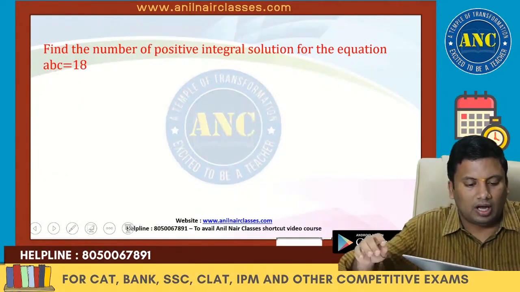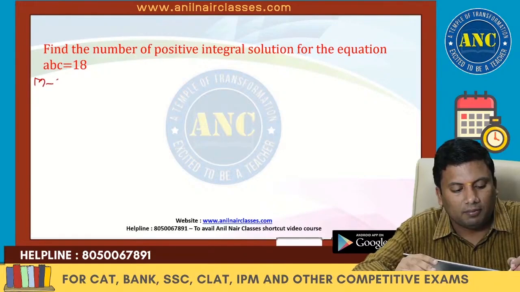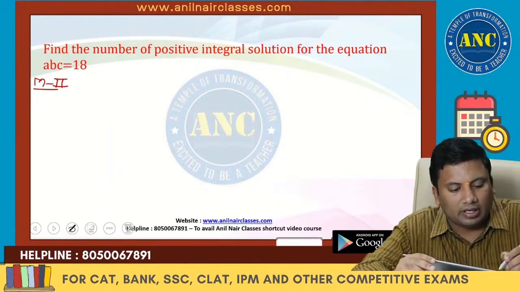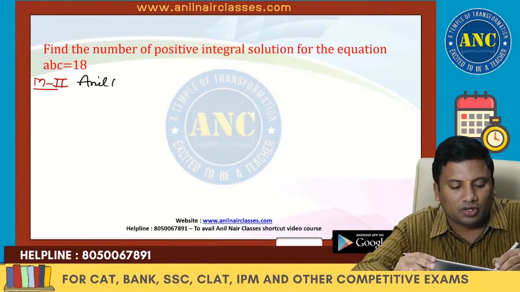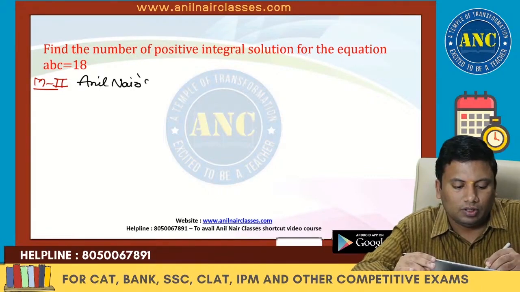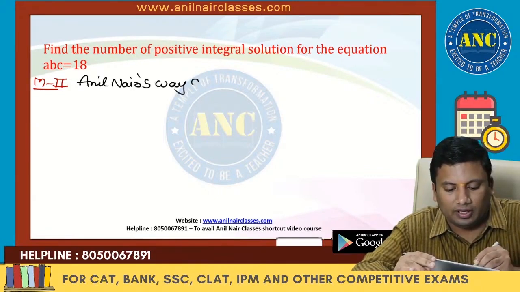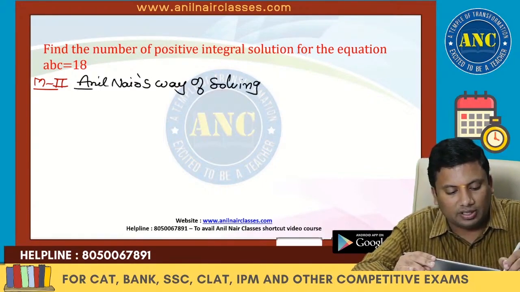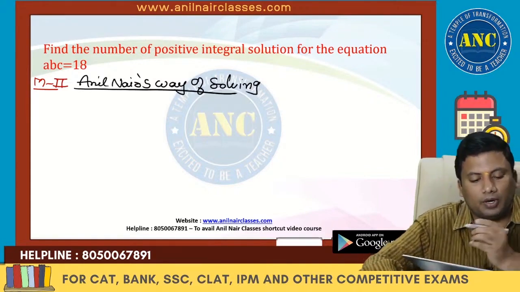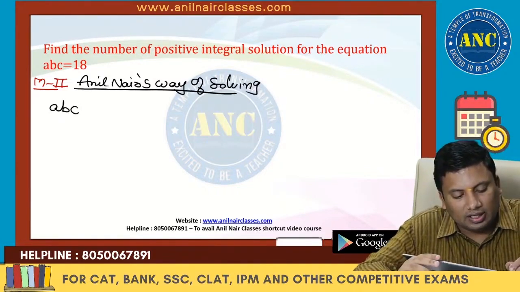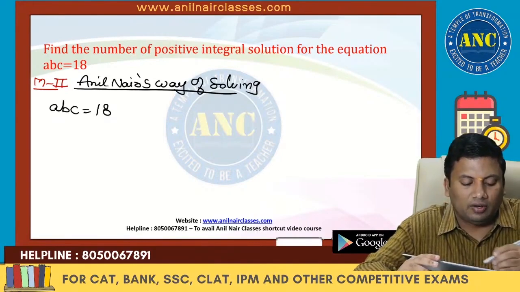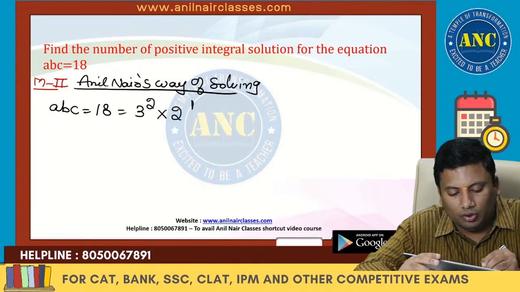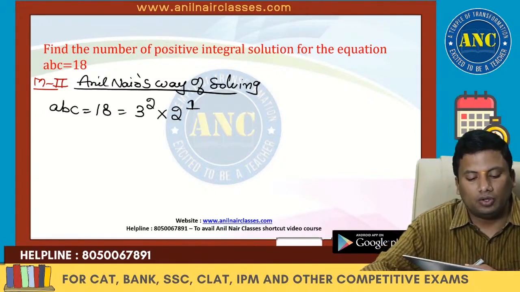Method number 2, Anil Nair's way of solving. Listen carefully. How to solve it? Let us see. First problem. ABC is nothing but 18. First, write down 18 as a power of prime bases: 3 square into 2 power 1.